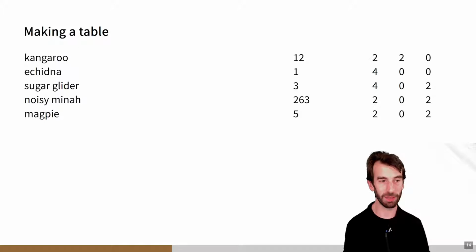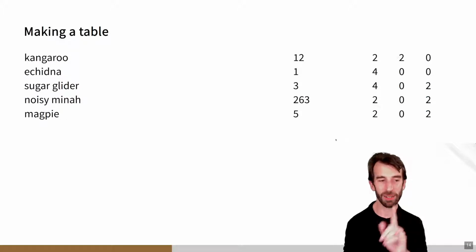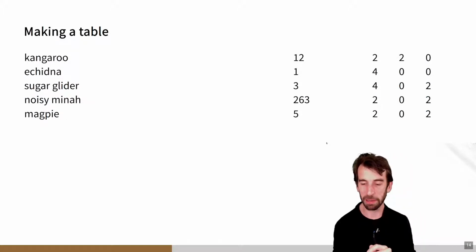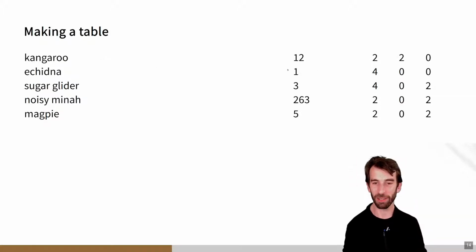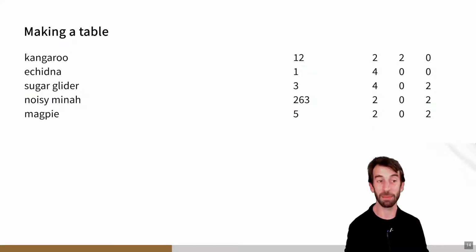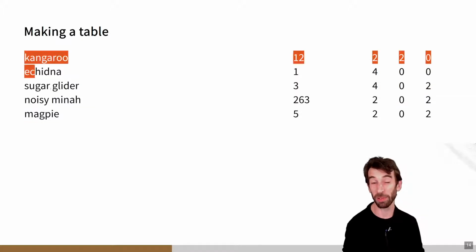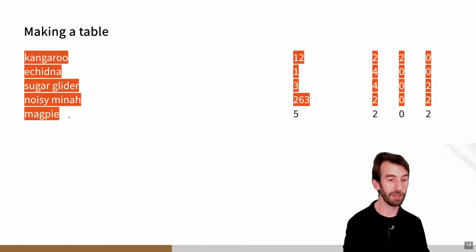Tables. Here's an example of a table. I'm going to have some kind of a list. I wrote these notes a year ago, so in fact I've forgotten what these mean, but let's just try to deconstruct this. I know that I've got rows here, and I've got columns, and my first column appears to be the names of animals: kangaroo, echidna, sugar glider, noisy miner, and magpie. I think these are animals that I might encounter near my house here in northwest Canberra.